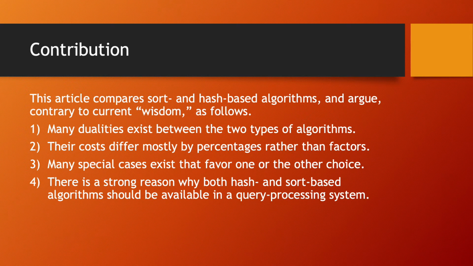Let's look at the contributions. This article compares sort and hash-based algorithms and argues contrary to current wisdom as follows. First, many dualities exist between the two types of algorithms. Second, their cost differs mostly by percentages rather than factors. Third, many special cases exist that favor one or the other choice. And fourth, there's a strong reason why both hash and sort-based algorithms should be available in a query processing system.